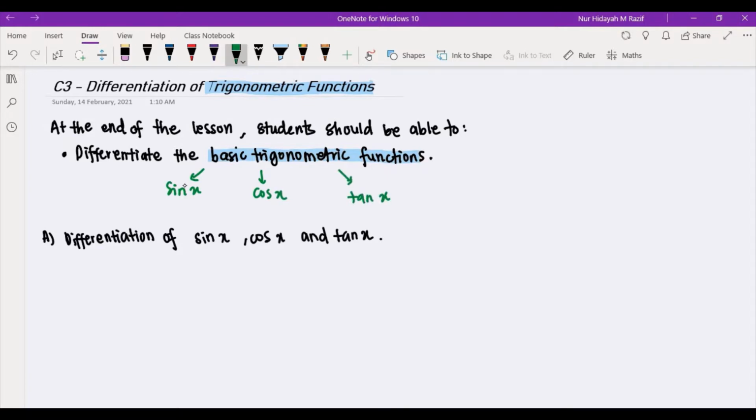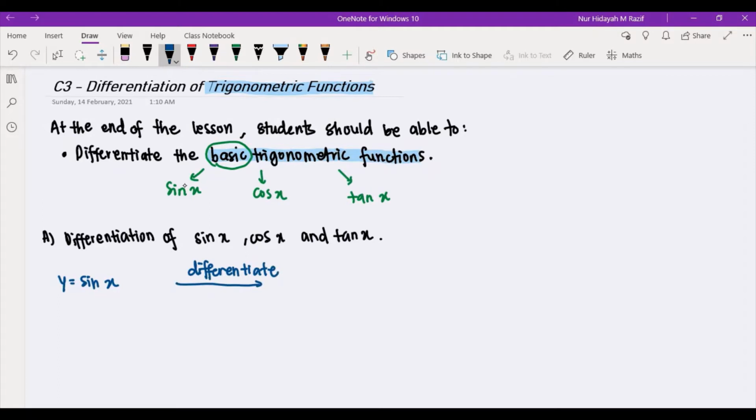So if you take a look in your notes, you are given the derivative of all 6 trigonometric functions, but I'm going to focus on the 3 basic trigo functions, which are these 3. So we are going to take a look at the first case. If you are given y or f(x) equal to the simplest form, which is sine x, cos x, and tangent x, what are the derivatives?